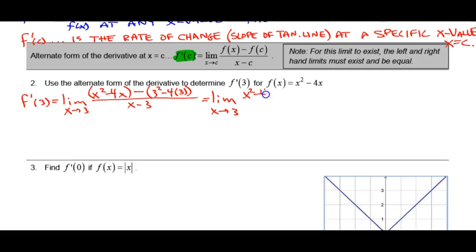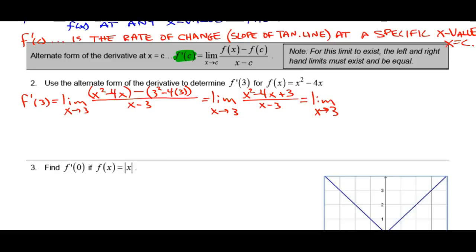x squared minus 4x, and 3 squared minus 12 is, let's see, that's negative 3, but it's minus negative 3, so that's going to be a plus 3. And divided by x minus 3. So right now we would try direct substitution. If we do that, we get 0 divided by 0. Well, that tells me I probably can factor my numerator and then cancel out a factor.